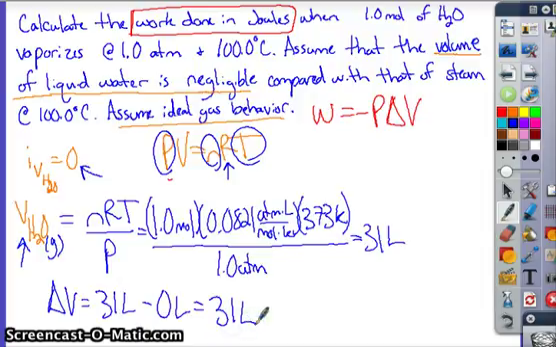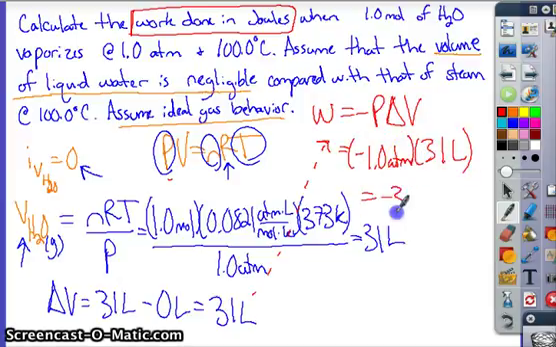Now we can plug this information into our work equation. And we find that negative 1.0 atmosphere times our change in volume is going to be equal to negative 31 atmosphere liters, which converted to joules is going to be equal to negative 3.1 times 10 to the third joules.